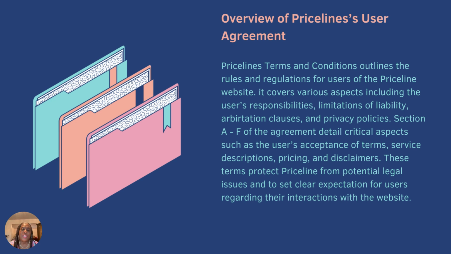So now we will move into the overview of Priceline's user agreement. Priceline's terms and conditions outline the rules and regulations for users of the Priceline website. It covers various aspects, including the user's responsibilities, limitations of liability, arbitration clauses, and privacy policies. Section A through F of the agreement detail critical aspects such as the user's acceptance of terms, service descriptions, pricing, and disclaimers. These terms protect Priceline from potential legal issues and set clear expectations for users regarding their interactions with the website.